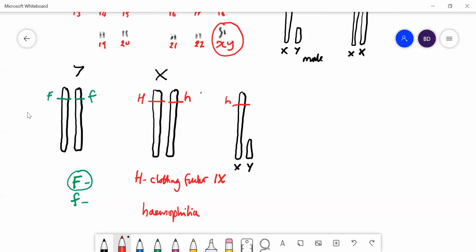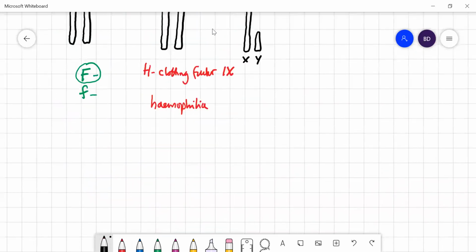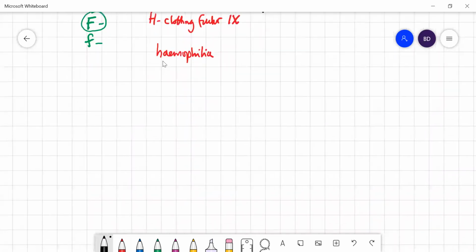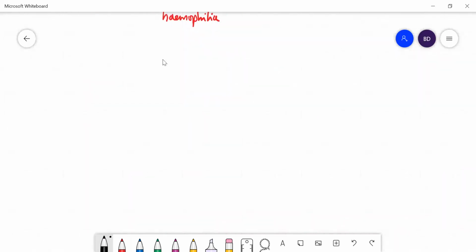Okay, so we're going to see how this is inherited then. Let's think about the different genotypes we can have. So we put it like this. This will be a female. That female has got 2 X chromosomes, each one bearing a good copy of the gene. So that female would be healthy.